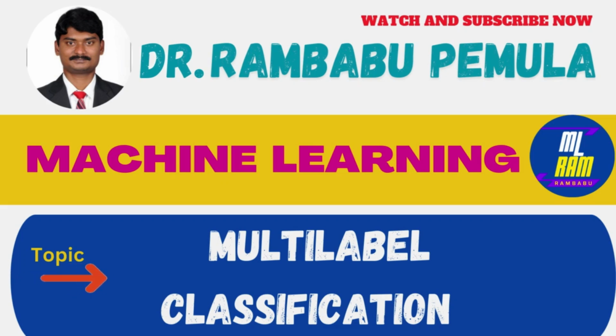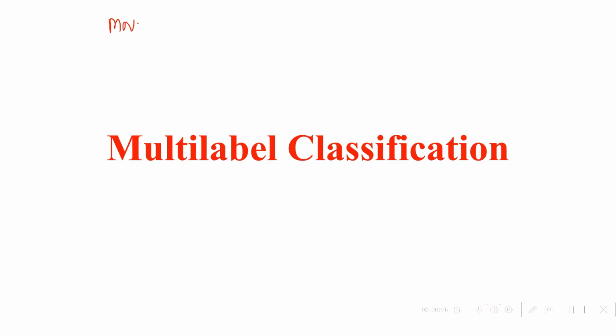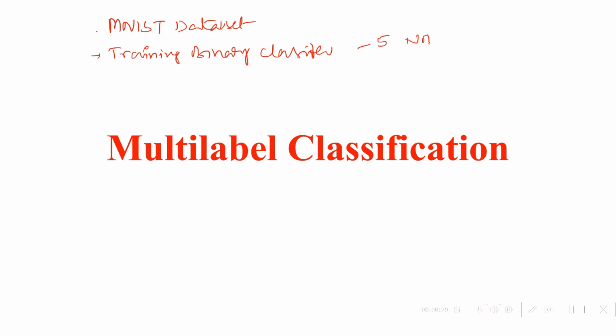In the previous video, we discussed the MNIST dataset, and based on this MNIST dataset, we are going to train a binary classifier. That means our model is a binary classifier: the given image is 5 or not 5. It is simply called a binary classifier. After training the binary classifier, we are going to find out the performance of the model.